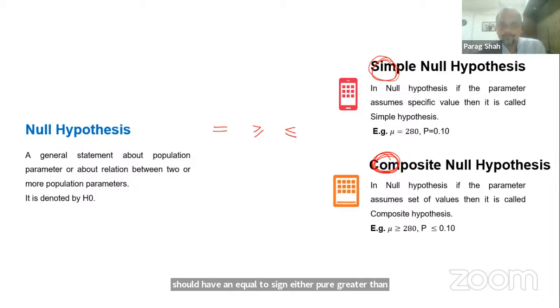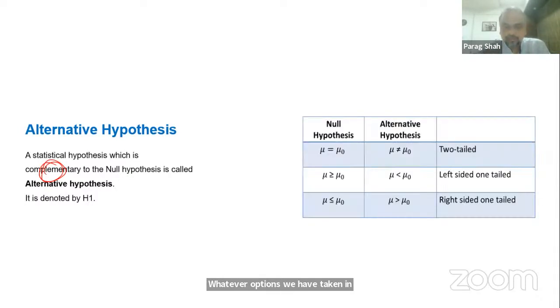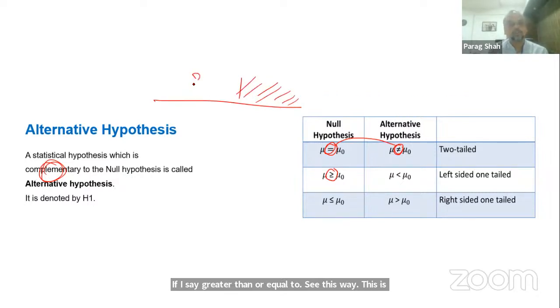I hope everyone is with me. Next is the alternative hypothesis. Alternative means complementary to the null. Whatever options we have taken in the null, all other options come in the alternative. If I take greater than or equal to as the null, what is left out? This side is left out, which is less than.